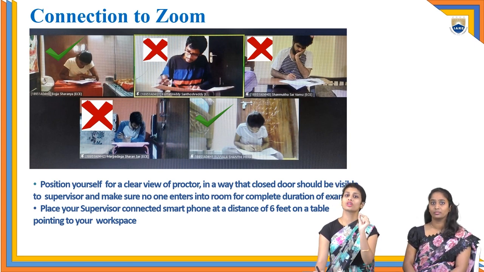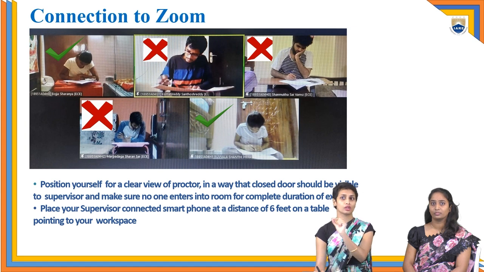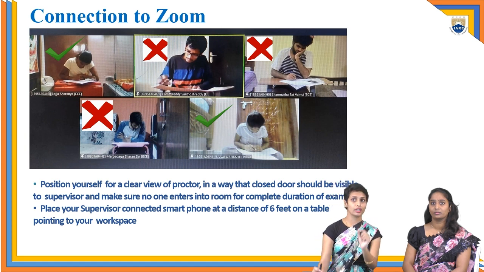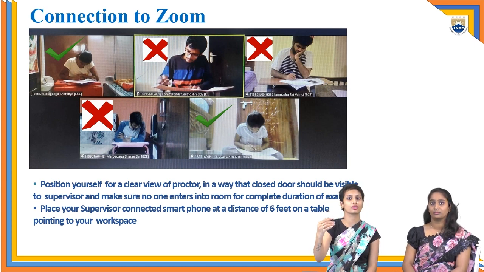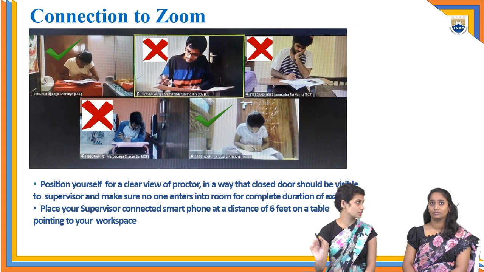Every candidate should sit in a closed room and the door should be closed. And the door should also be visible to the supervisor. The complete posture should be like this. See, the student has to be visible very clearly, and what he is writing as well. So, he has to sit at a 6 feet distance on the table from their workstation.